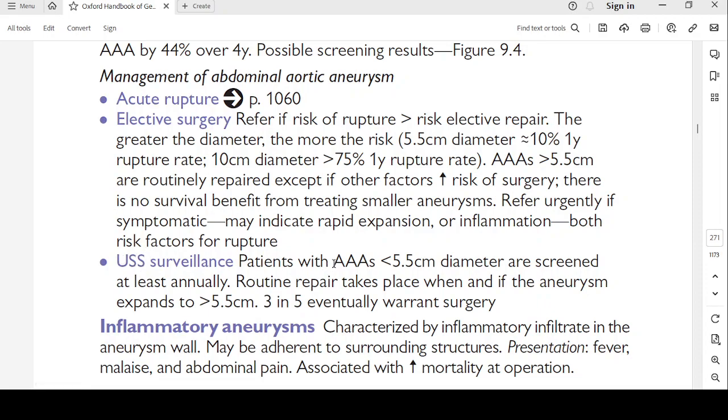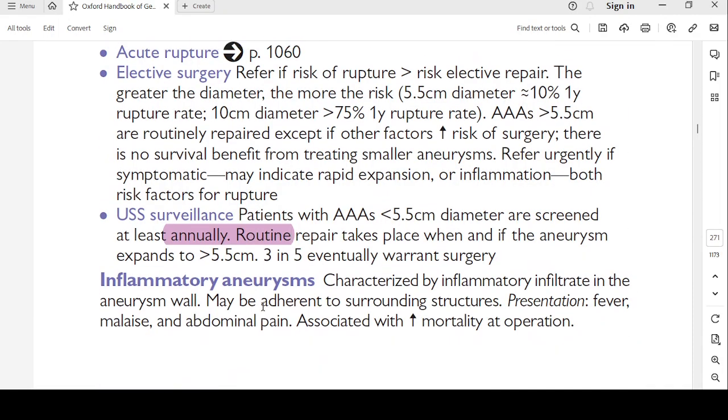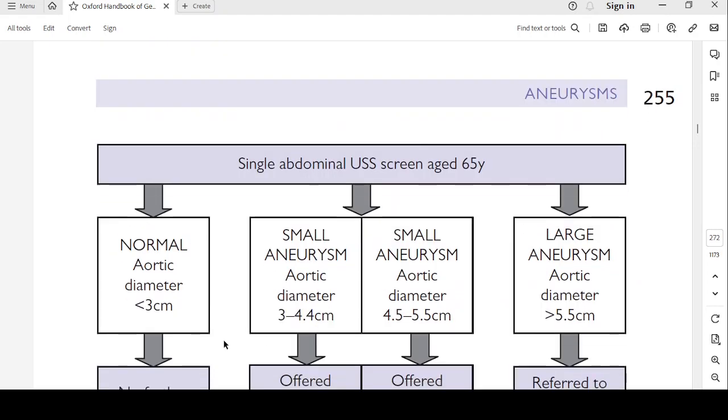Ultrasound surveillance: patients with an aortic aneurysm less than 5.5 cm diameter are screened at least annually. Routine repair takes place when and if the aneurysm expands to more than 5.5 centimeters, and 3 in 5 eventually warrant surgery. Inflammatory aneurysms: characterized by inflammatory infiltrate in the aneurysm wall, may be adherent to the surrounding structures. Presentation is with fever, malaise, and abdominal pain, associated with increased mortality at operation.